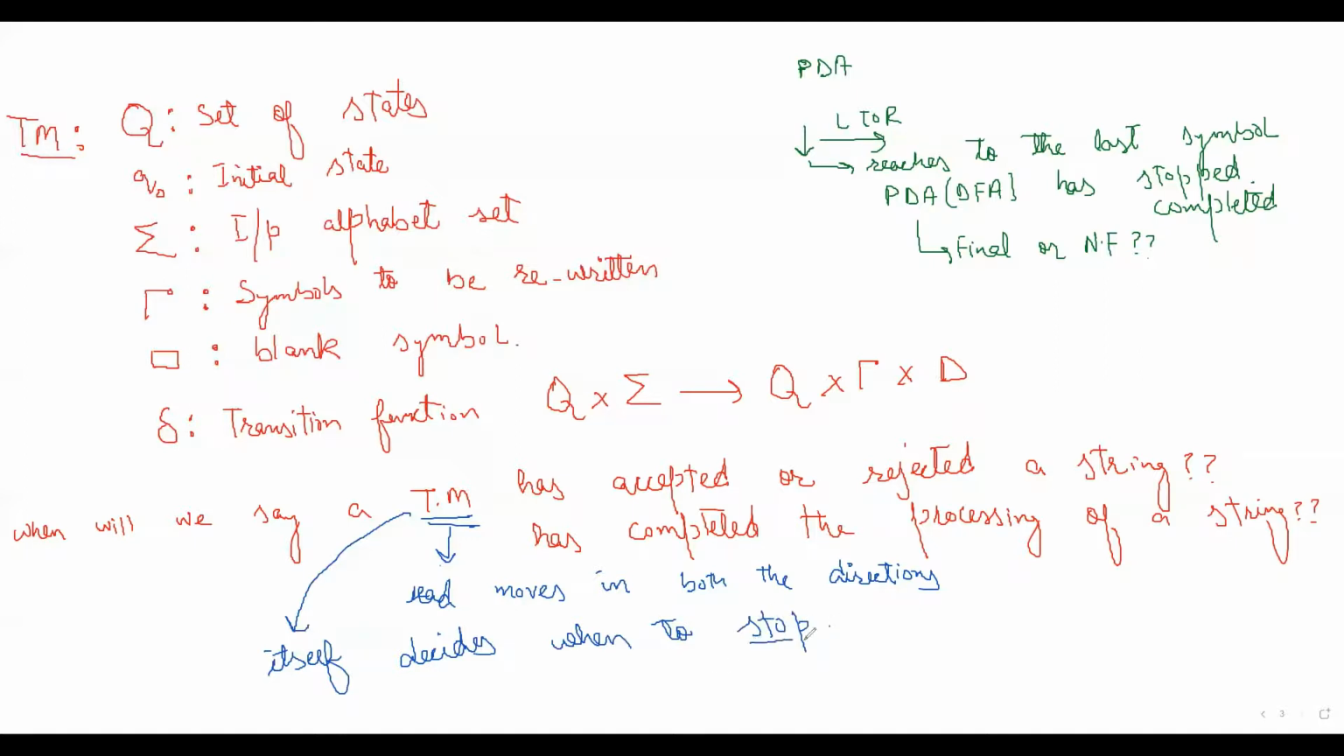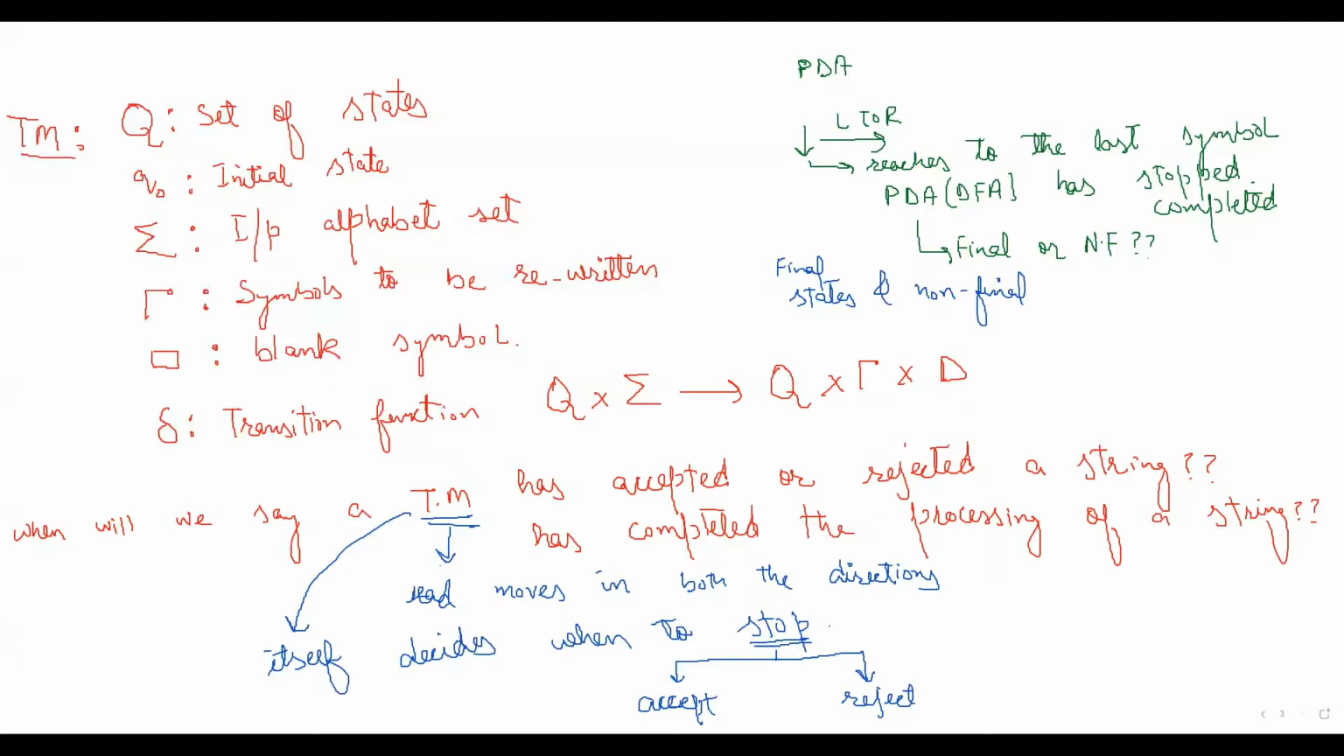So when it stops, it will go into one of two states. It will either go into one special state called the accept state, or it will go into another special state called the reject state. For example, in the case of a PDA and DFA, there were only two types of states: final states and non-final states.